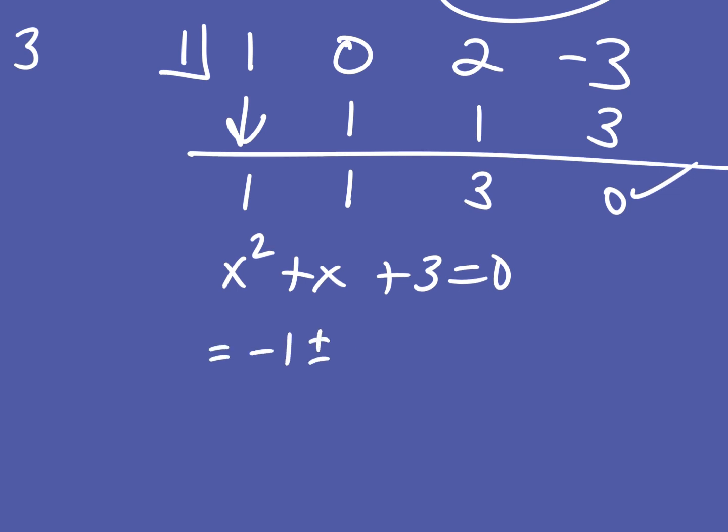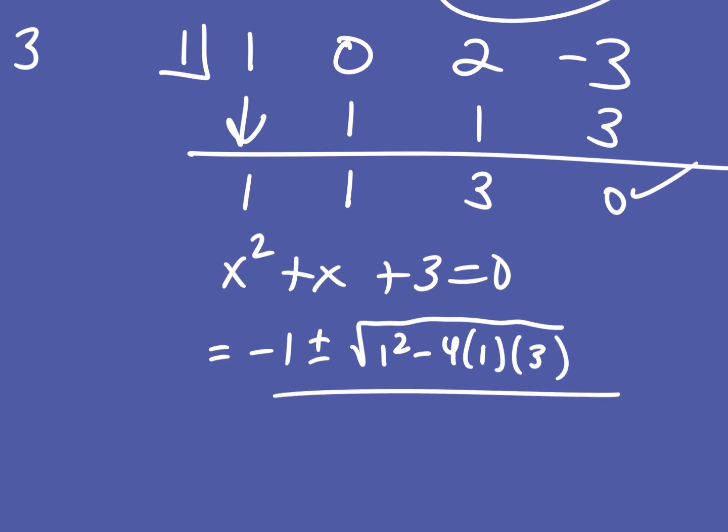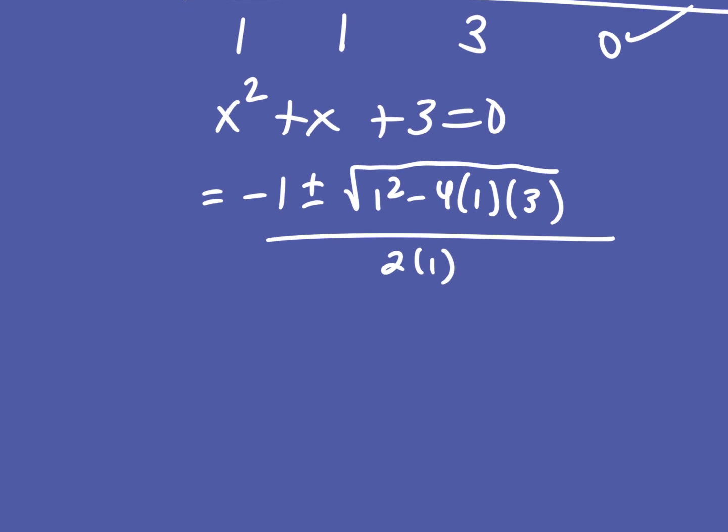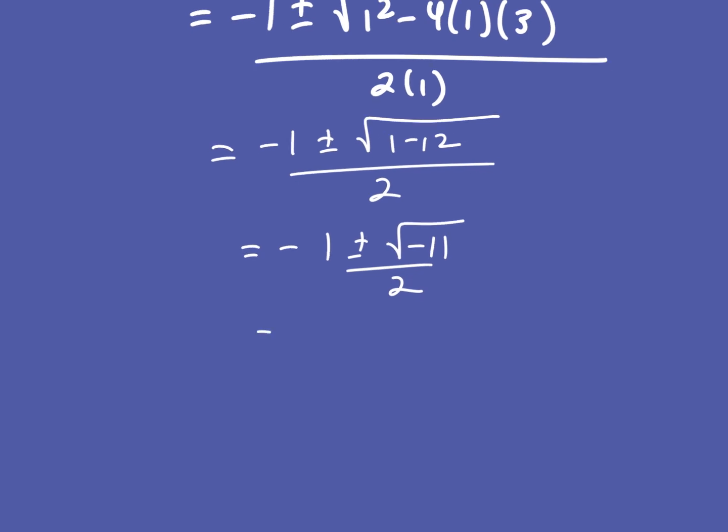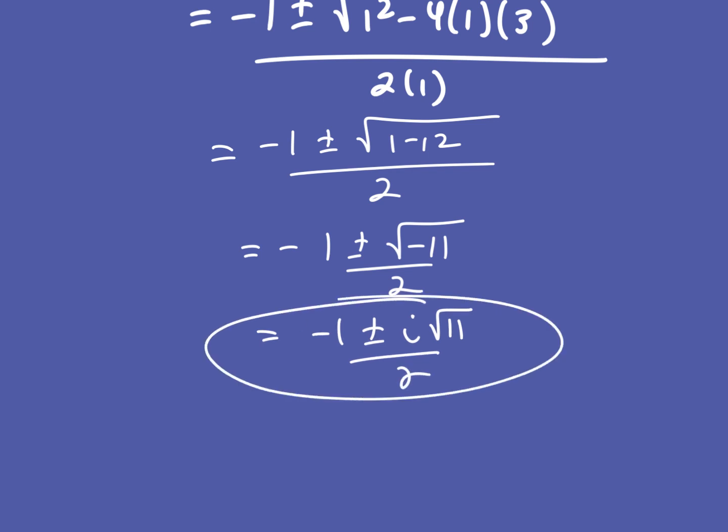Negative 1 plus minus the square root of 1 squared minus 4 times a, which is 1, times c, all over 2 times 1. Everybody agree? Okay. So negative 1 plus minus 1 minus 12 all over 2. Yep. So negative 1 plus minus the square root of negative 11 over 2. So how do I write this? Negative 1 plus minus i root 11 over 2. Are those 2 other answers? Yeah, those are 2 other answers.